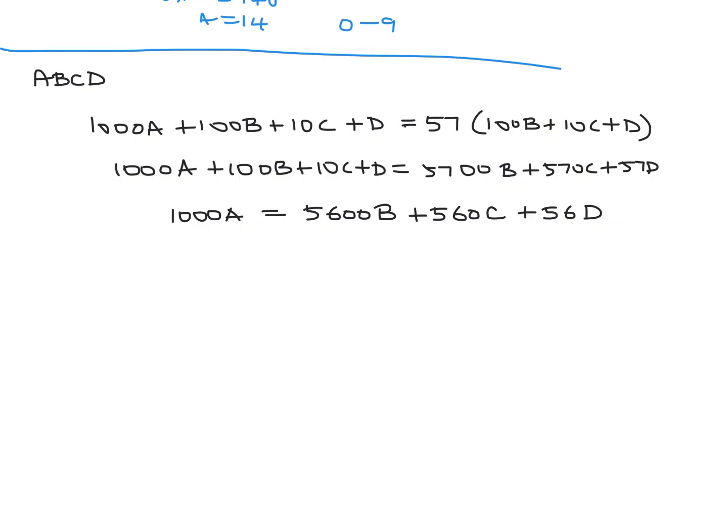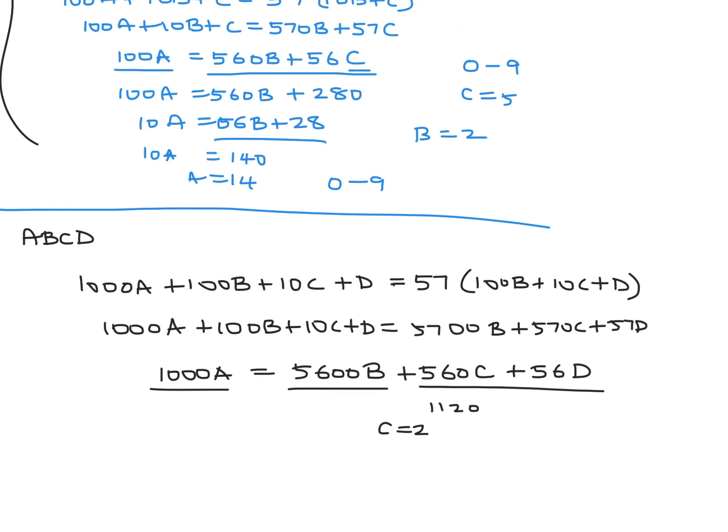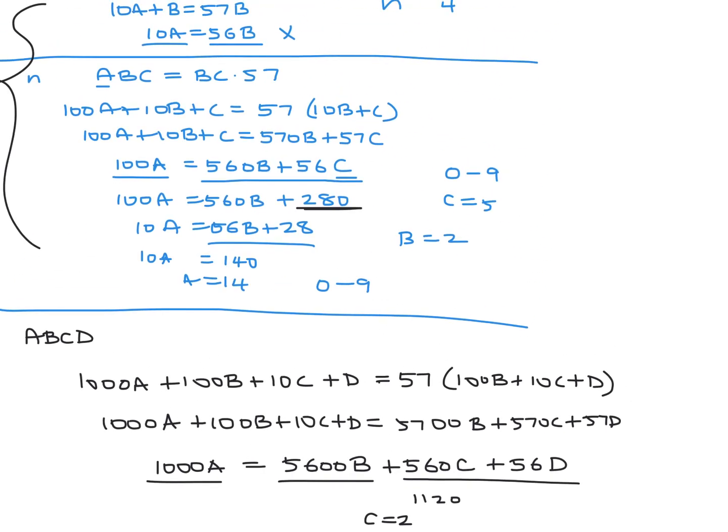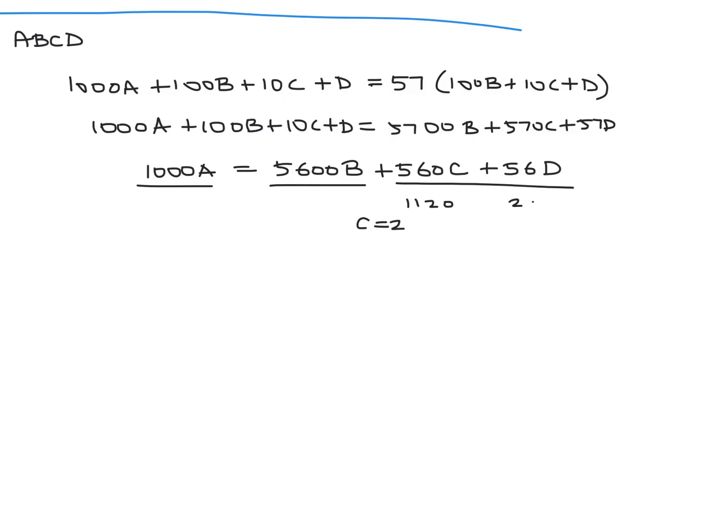And I guess at this point, again, trial and error. So this side is obviously a multiple of 1,000. And this is already a multiple of 1,000. So we have to sort of make this a multiple of 1,000. Let's see here. If I chose C to be 2, that would be 1120. And then I think we had a 280 in there somewhere. We had a 280 there. That'll work actually. If I put 280, that means D is 5.